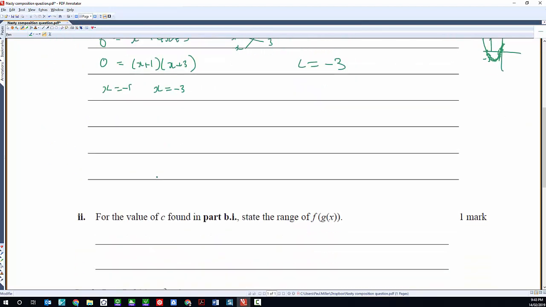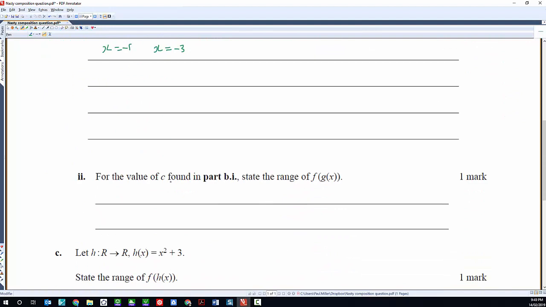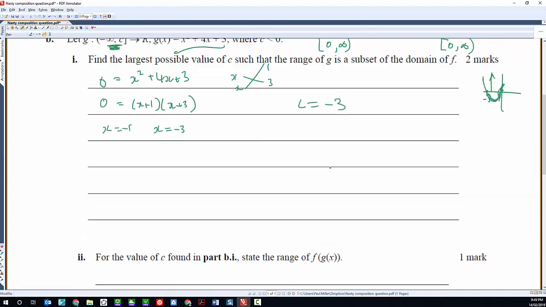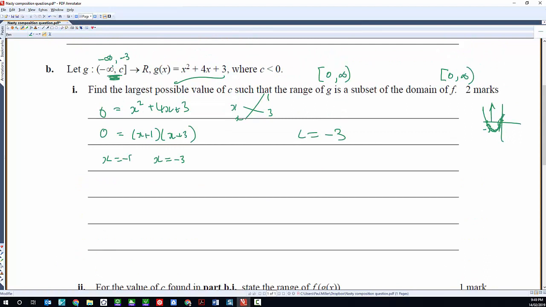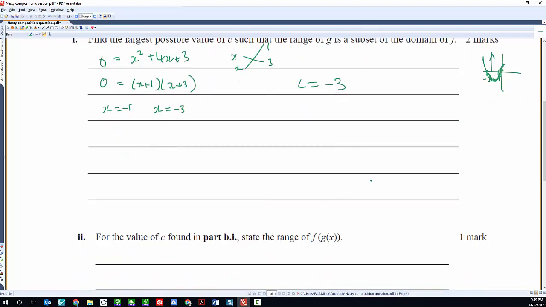All right, so down to this question here. For the value of c found in part B1, state the range of the composition. There's a few ways of doing this, but first of all I'm going to consider the domain of g. That is, what values will this accept? Again, we look at this here. Oh, that's the one we just set up. It's negative infinity all the way through to negative 3. So that's what it's going to accept.